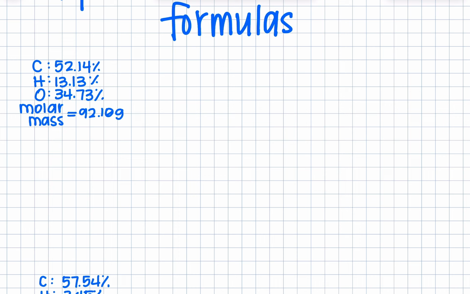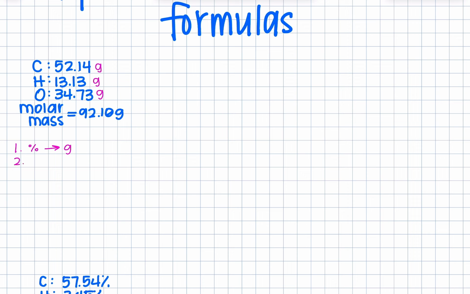The first step in any of these questions is, if you are given percent, convert it to grams. This is the easiest thing you have ever done in chemistry, because all we're going to do is pretend like it was given to us in grams instead of percent. We can do this by just assuming 100 grams of sample. So then they'd be the same.